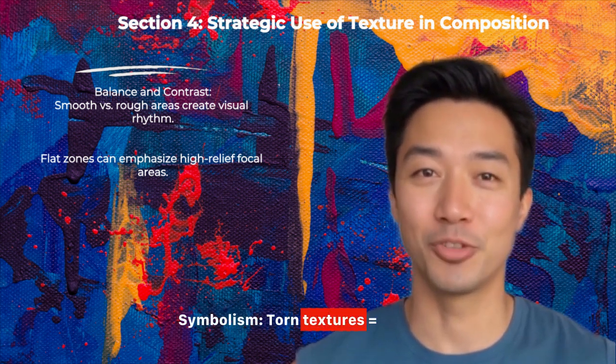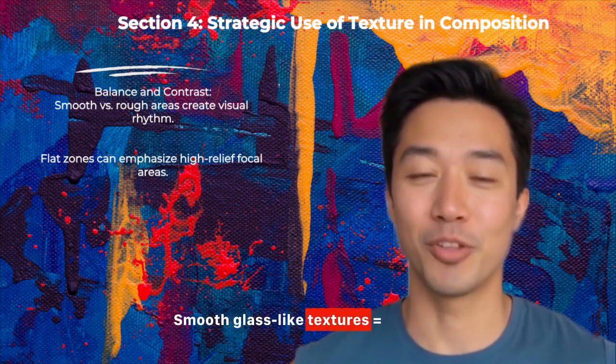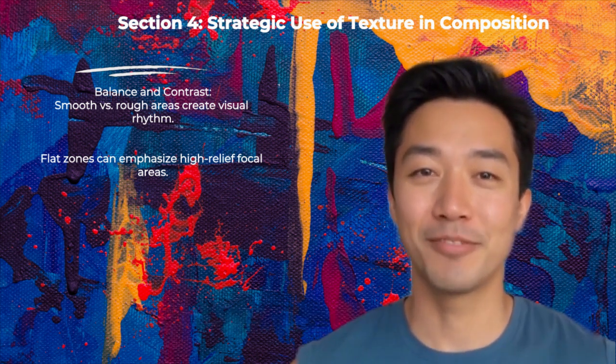Symbolism. Torn textures equal decay, grief, or erosion. Smooth glass-like textures equal idealism, fantasy, detachment.